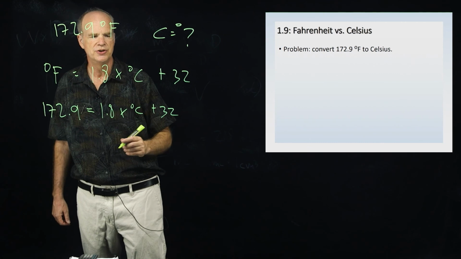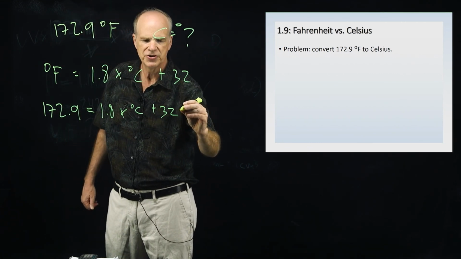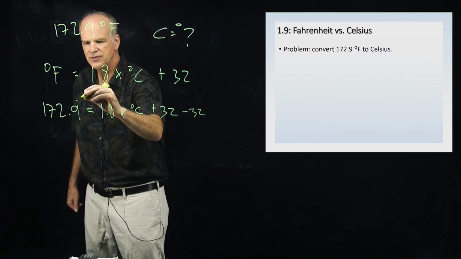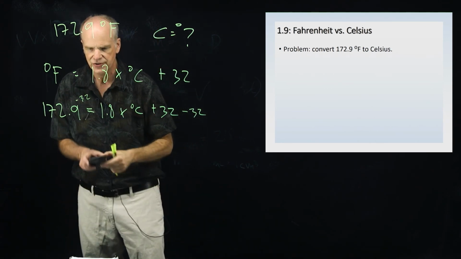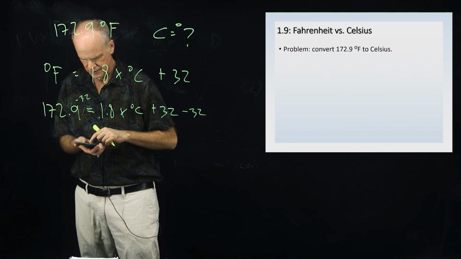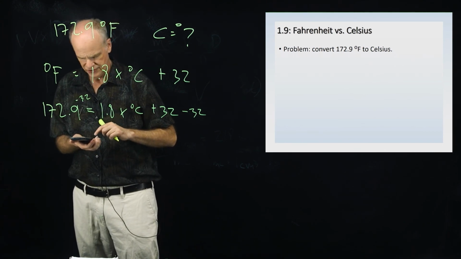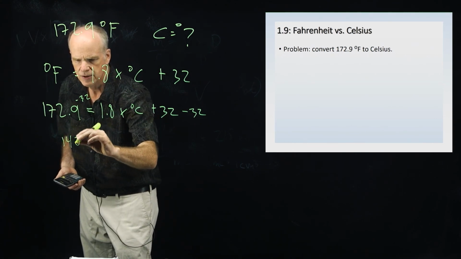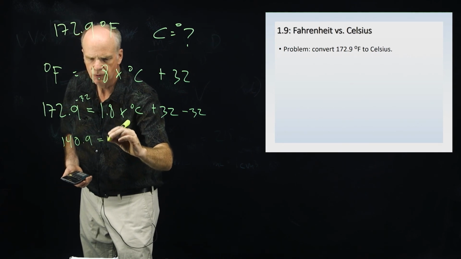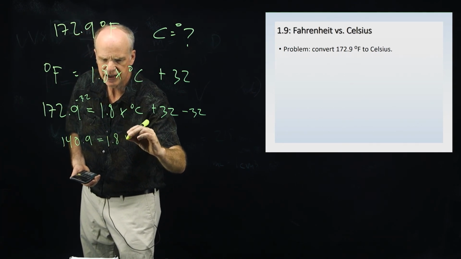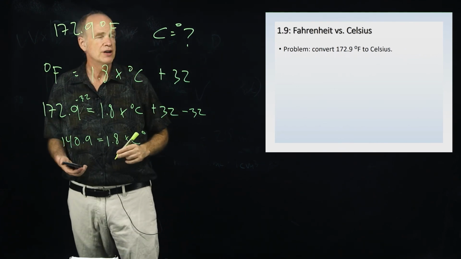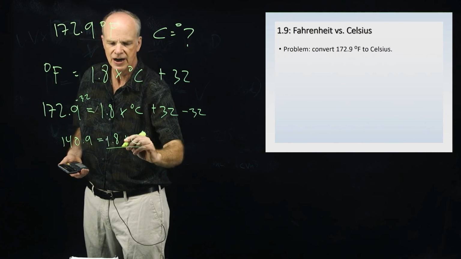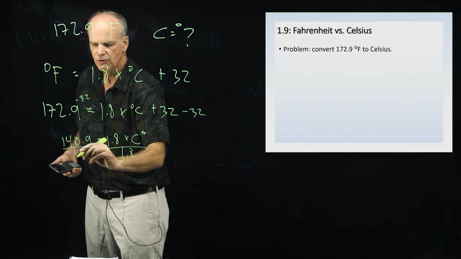So the first thing we want to do is get rid of this plus 32. So I'm going to subtract 32 from the right side of the equation. If I do that, I have to subtract 32 from the left side of the equation. So it's 172.9 minus 32, and so I get 140.9 is equal to 1.8 times C. Okay, and so you want to solve for Celsius, and so what you want to do here is get rid of the 1.8. So you want to divide both sides of the equation by 1.8.